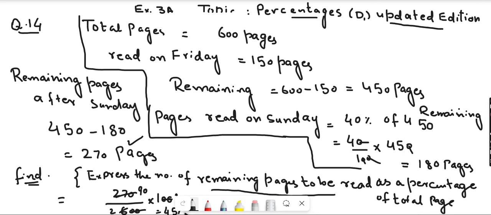So this was all about question number 14. There is a novel in which 600 pages were there. On Friday Rizwan read 150 pages of them. So remaining pages become 450, and on Sunday he read 40%. How many pages did he read on Sunday? 180. After that you have remaining pages: 450 minus 180, 270 pages. Now these 270 pages are yet to be read.